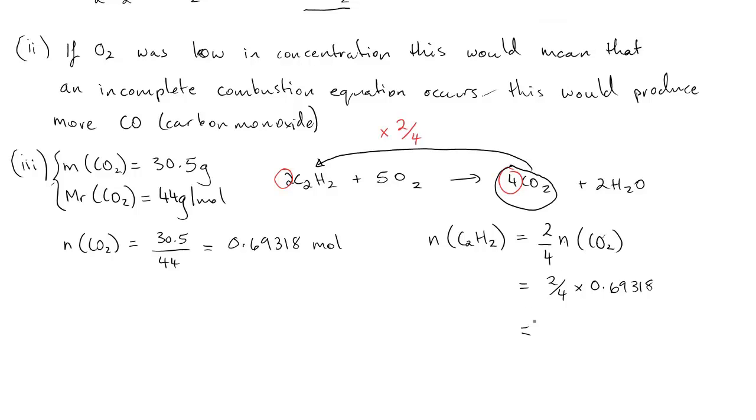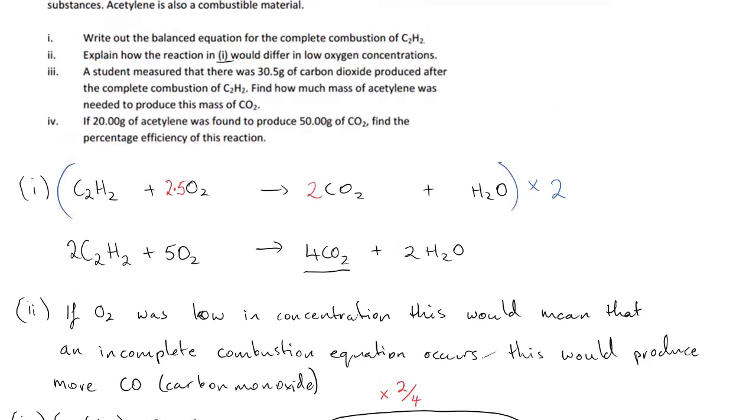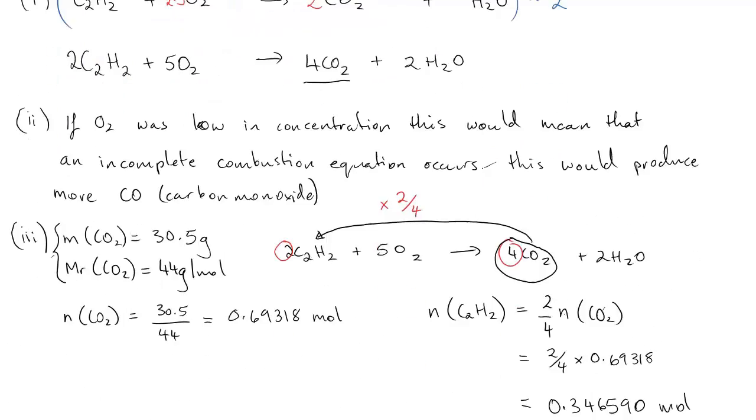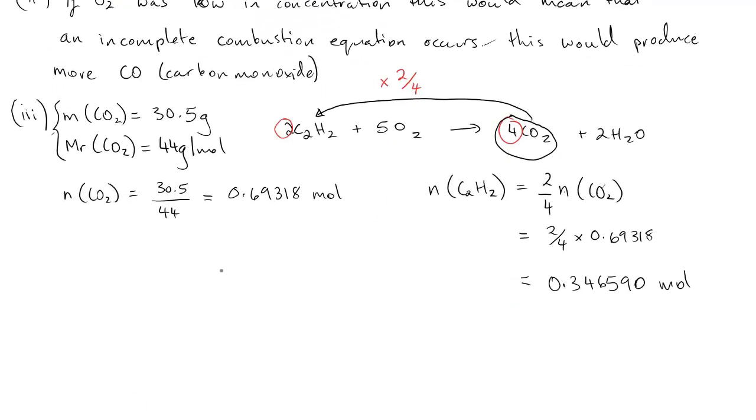Alright, so we've got 0.34659 mol. And the question asked you to find the mass of the substance. So to find the mass of C2H2, we take the mole of C2H2 and we just times it by the molar mass of C2H2.